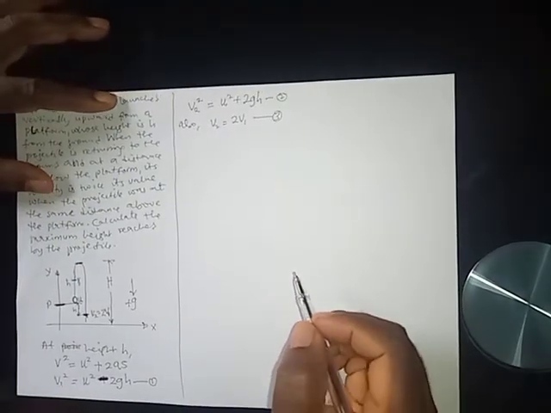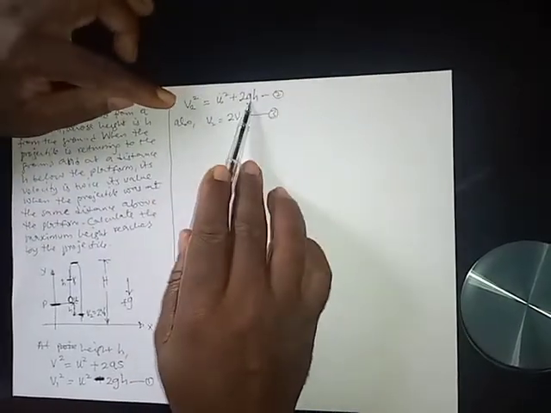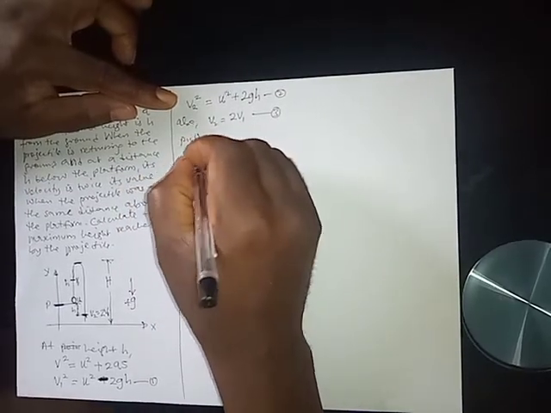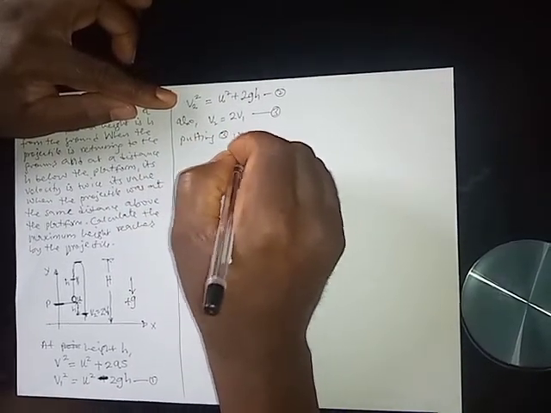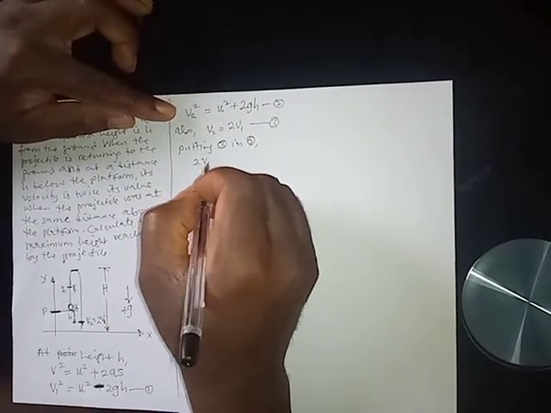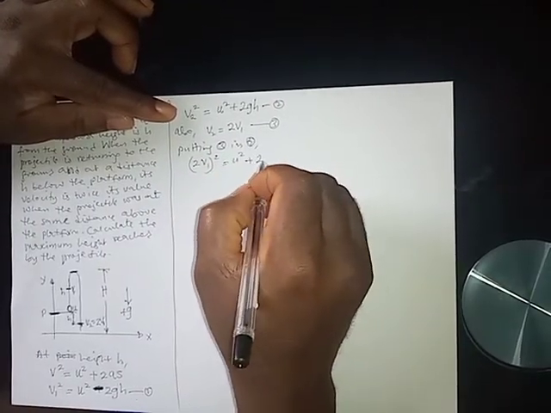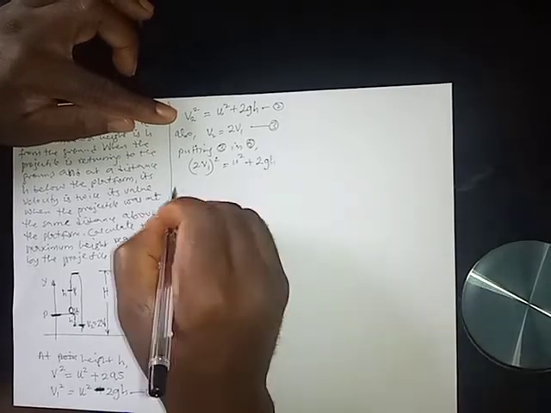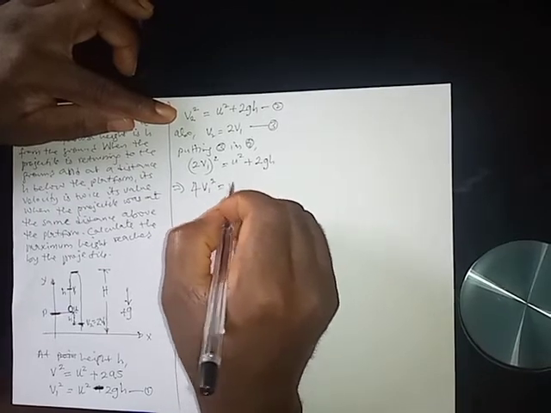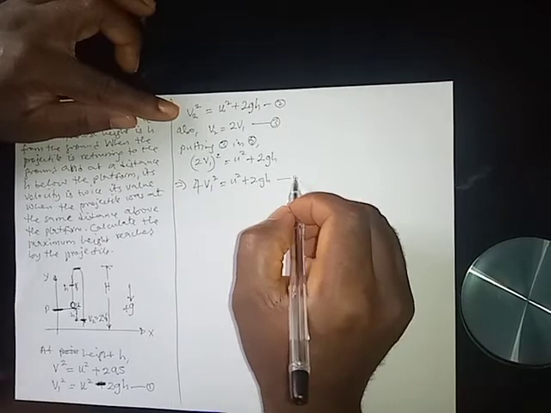We can use equation 3 to modify equation 2, or we say putting equation 3 in 2, we'll have 2v1 squared equals u squared plus 2gh, which implies that we have 4v1 squared equals u squared plus 2gh. We can call this one equation 4.